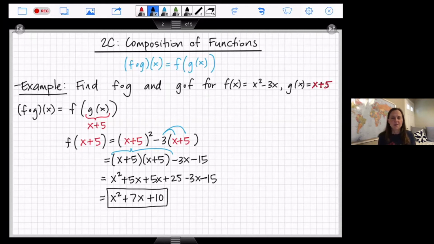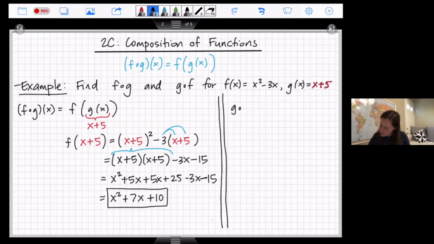All right, so let's try this the other way. They also asked us to find g composed with f. So g composed with f of x is just going to switch the order of f and g in the definition. So instead of f of g of x, this is going to be g of f of x, where f of x is now the inside function.